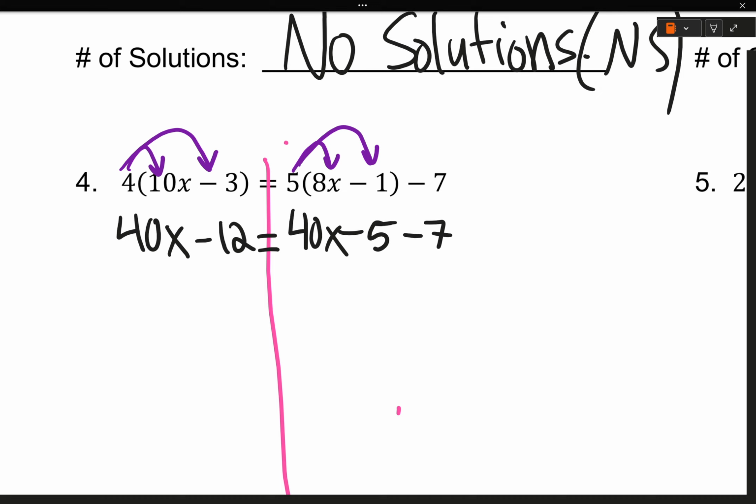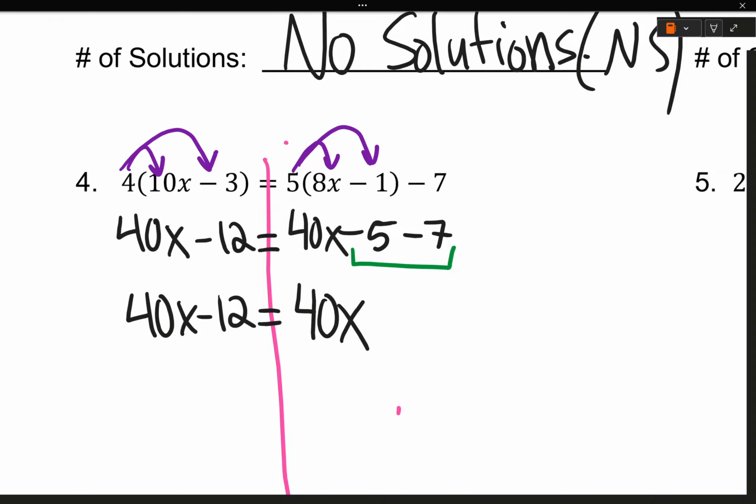Just like in the previous two problems, we've got to combine our like terms. So we're going to combine the -5 and -7. I'm going to keep the left side just the way it is. I didn't do anything to it. Same with 40x on the right. -5 minus 7 is -12.